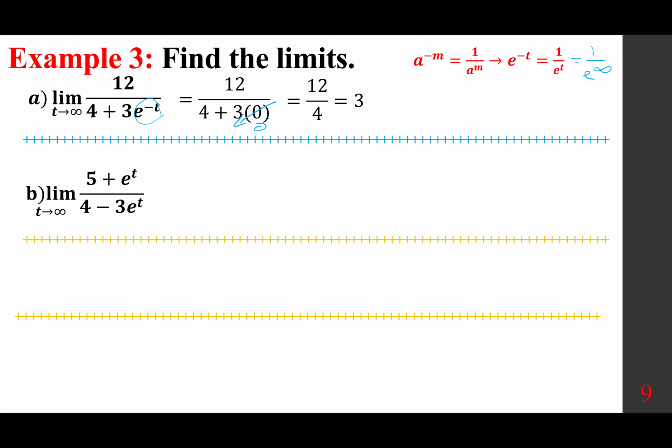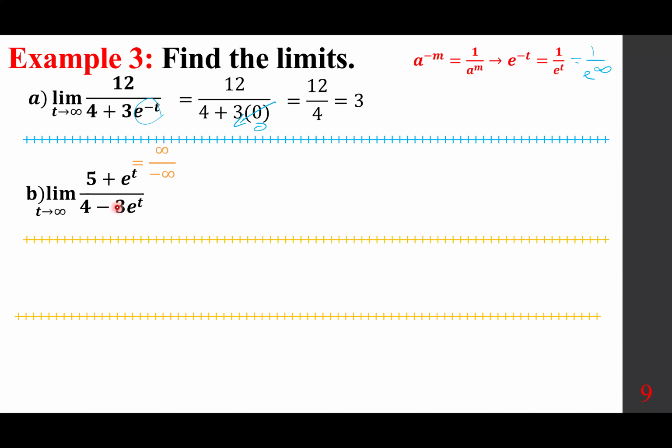All right. The limit of 5 plus e to the power of t over 4 minus 3 e to the power of t as t approaches infinity. So what happens when we plug in? If we plug in, we get 5 plus e to the power of infinity. So we get infinity in the numerator. 4 minus 3 e to the power of infinity. This is infinity times negative, which makes it negative. So the numerator is infinity. The denominator is negative infinity. And that's indeterminate.